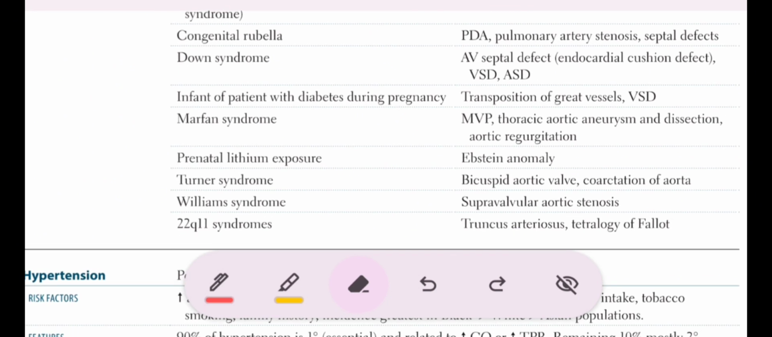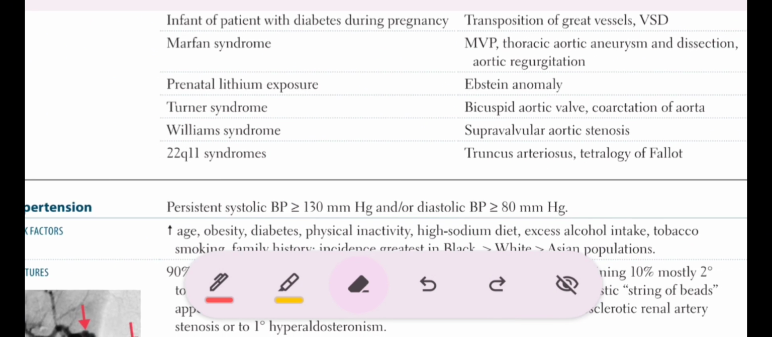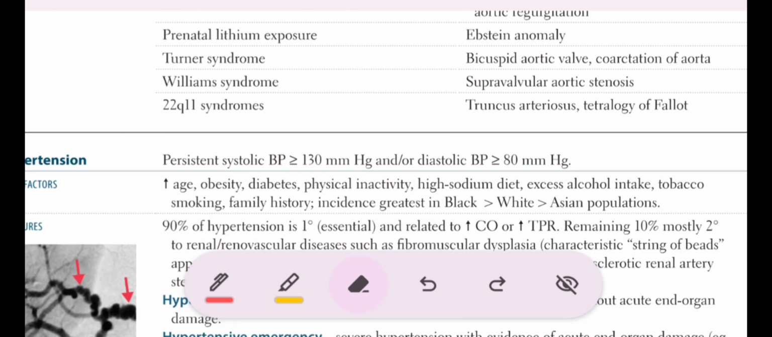The infant of a patient with diabetes during pregnancy can be born with transposition of great vessels. Marfan syndrome is a connective tissue disorder. It can be associated with mitral valve prolapse. Prenatal lithium exposure can cause Ebstein anomaly. Turner syndrome is associated with bicuspid aortic valve and coarctation of the aorta. Williams syndrome is associated with supravalvular aortic stenosis, and 22q11 syndrome, also known as DiGeorge syndrome, is associated with truncus arteriosus and tetralogy of Fallot.